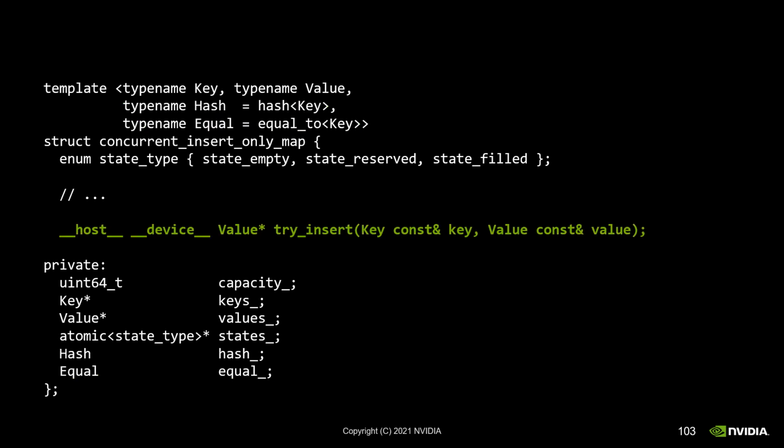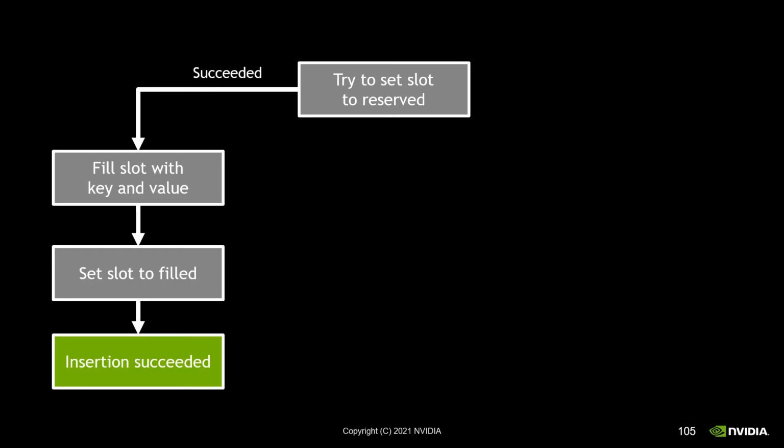Now let's look at the concurrent insertion algorithm. When inserting, the first thing we try to do is lock our candidate slot. To do that, we attempt to set the slot to reserved. There are three possible outcomes. If we succeed in setting the slot to reserved, the insertion will succeed. So we fill the slot with the key and value, and then set the slot to filled to unlock it and allow others to read it.